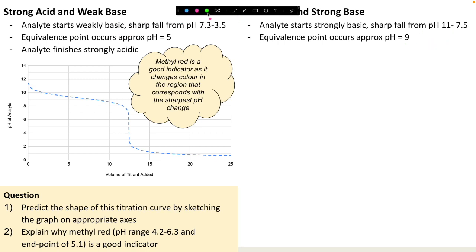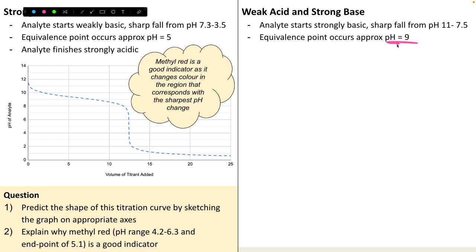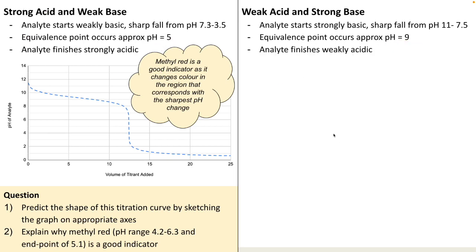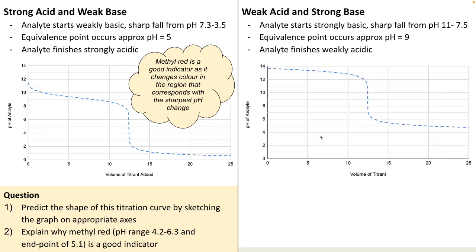Trying to change it to the freehand, there we go. Our equivalence point this time is occurring at a pH of 9. So in that basic region, which is different to when we have the strong acid. Our analyte finishes weakly acidic. So here you go, this is what this one's going to look like.